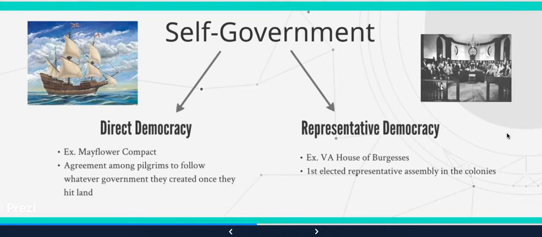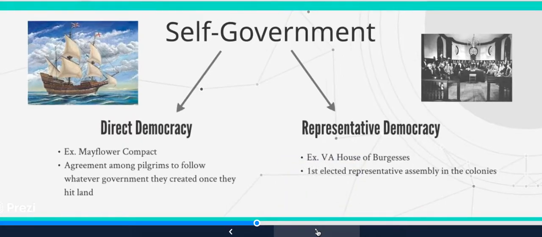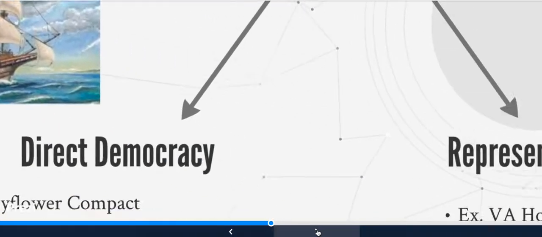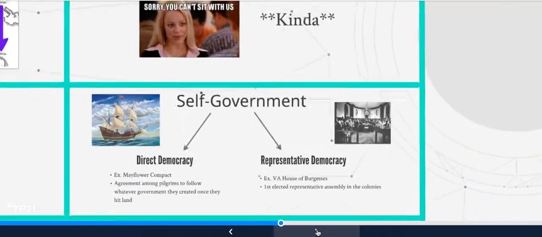On the other side, with a representative democracy, an example of this is the Virginia House of Burgesses. It's a house of elected representatives. So old landowning white men elect other old landowning white men to tell them the rules, if we're being real about it. All right, moving right along.